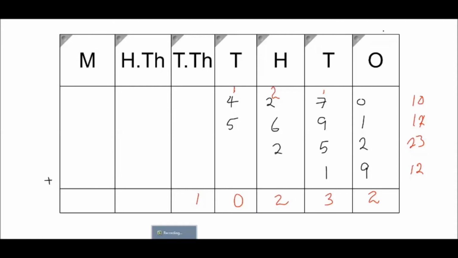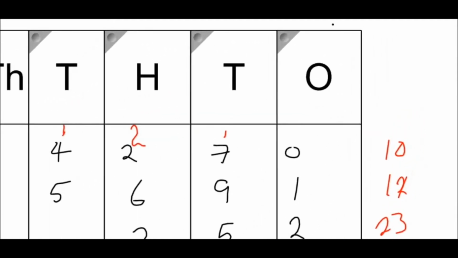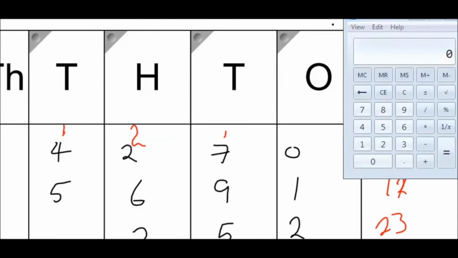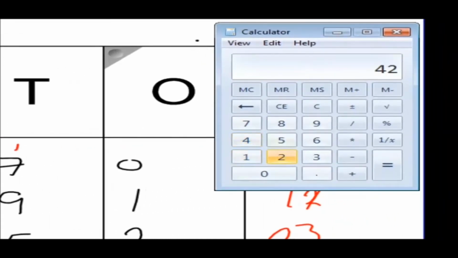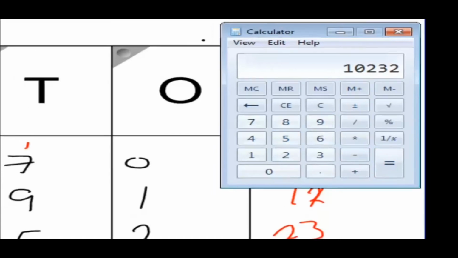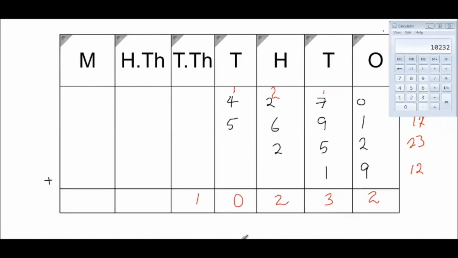Okay, let us try our calculator one more time so that we have those skills. Our first number, 4,270 plus 5,691 plus 252 plus 19 equals 10,232, which is our answer that we have here.